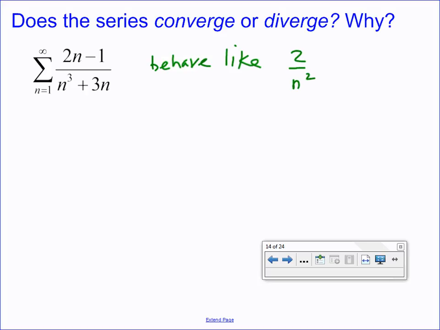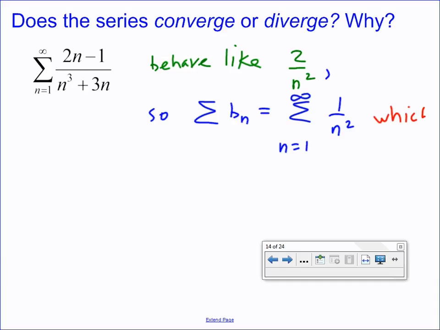So we'll go ahead and choose as our comparison series our famous sum of reciprocal squares. We don't need the 2 because it's just a constant multiplier. So I'm going to purposely choose series B to be the sum of 1 over n squared, which we know to what? Does it converge or diverge? This converges by the p-series test. So this known series converges by the p-series test.